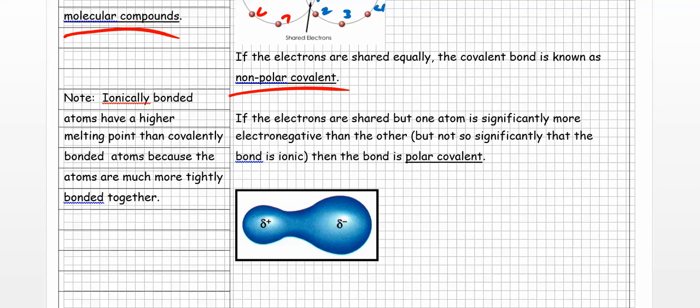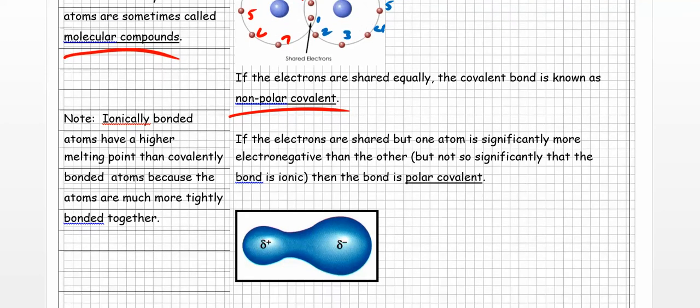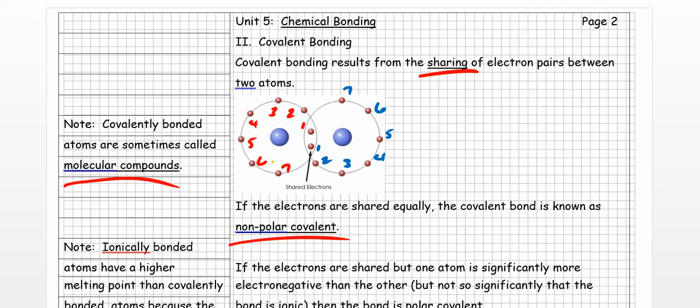Now, if the electrons are shared but one atom is significantly more electronegative than the other, but not so significantly that a bond is ionic, then the bond is polar covalent. Now let's look again up here at this sharing situation. On the left-hand side, we have an atom that had 7 valence electrons. On the right, we had an atom that had 7 valence electrons, right? And so there was an equal sharing of electrons between these two. Whatever this atom was, is this atom exactly, right?